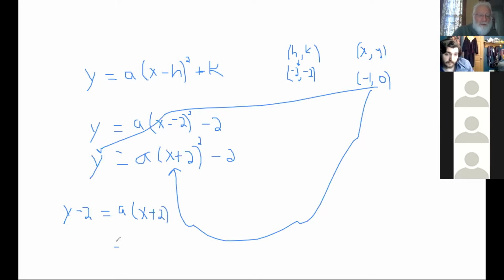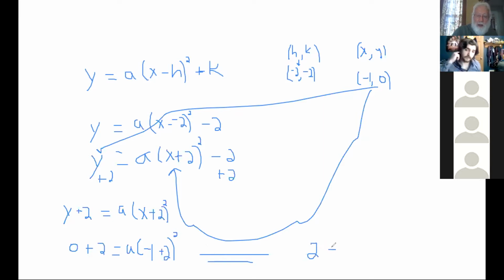So x is -1. Sorry, I forgot the square. And I'm going to square that. And then I have y, which is 0, plus 2. Oh, yes, you're right. I added 2 to both sides. Thank you. Sorry. No, don't be sorry. Okay. So then from here, I get 2 is equal to a, and then it's 1 squared, because -1 plus 2 is just 1. So I get 2 is equal to a.